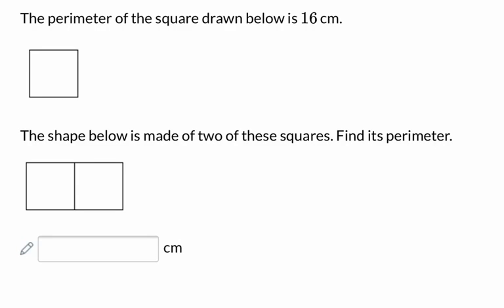So today we're going to look at perimeter. The perimeter of the square drawn below is 16 centimetres. It's a square and it's 16. And I've underlined those because it's a square, it tells me there's 4 sides. So it must be 16 divided by 4, and that's 4.